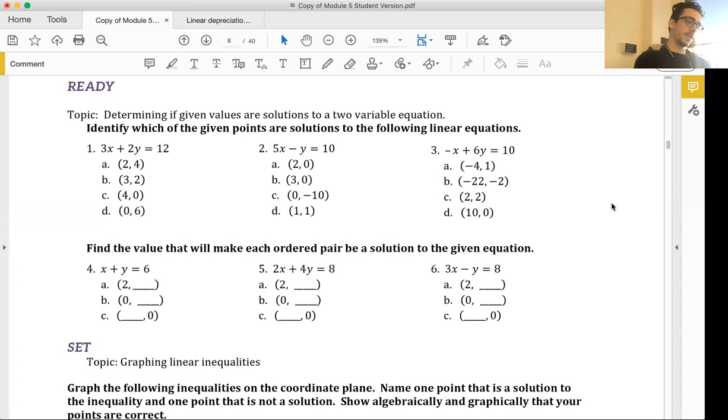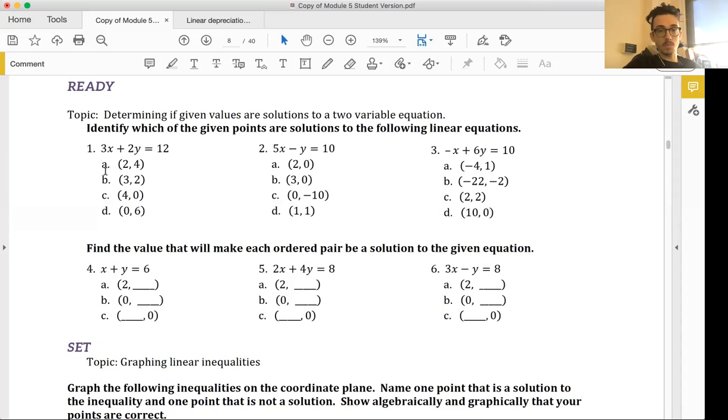We're in this to win this, and we're here. So let's make it clear. This section is what I like to call just plug and chug. That's it. You're determining if given values are solutions to a two-variable equation.